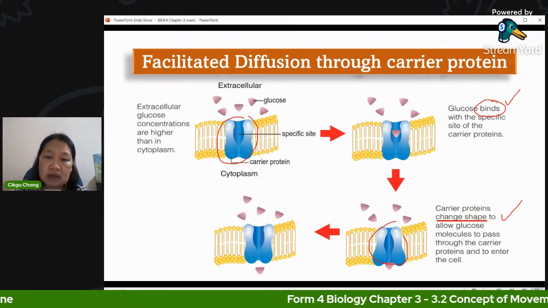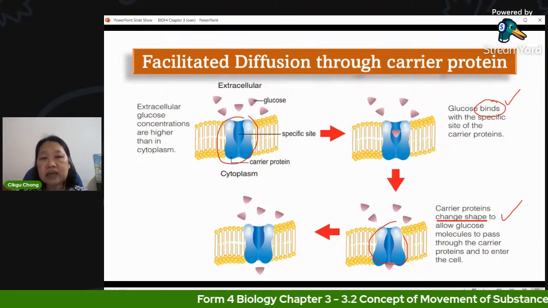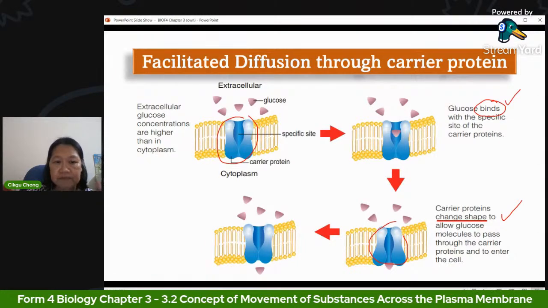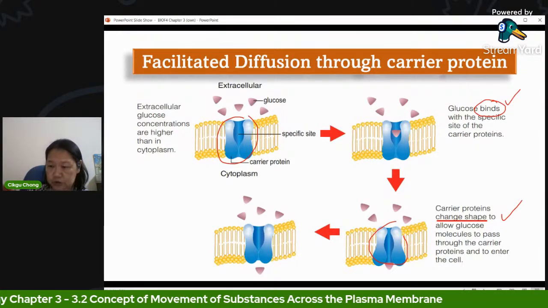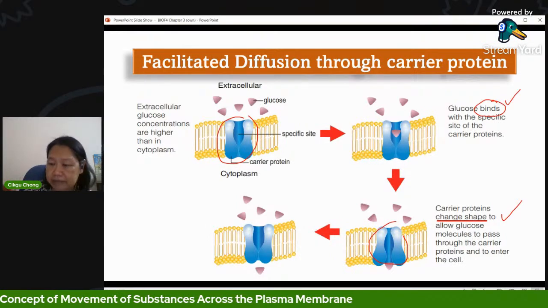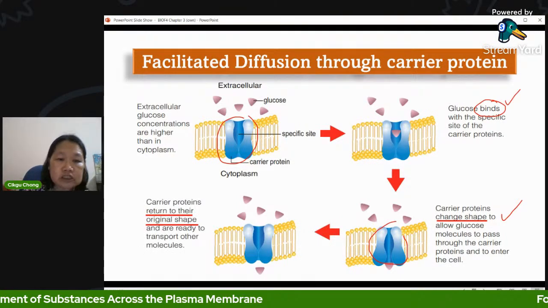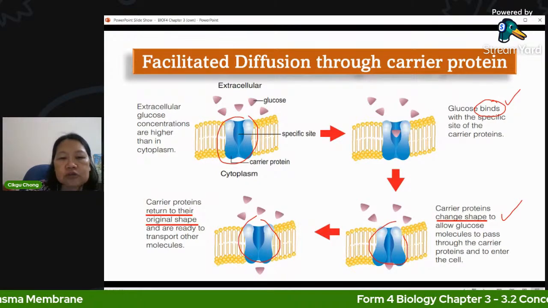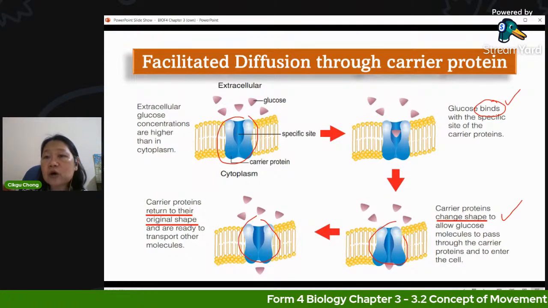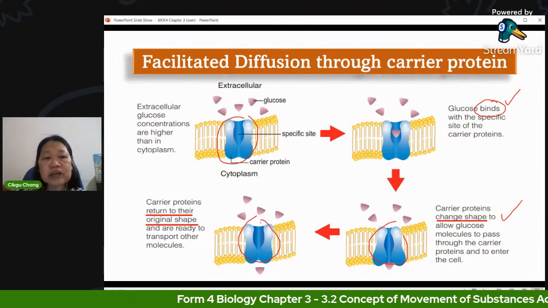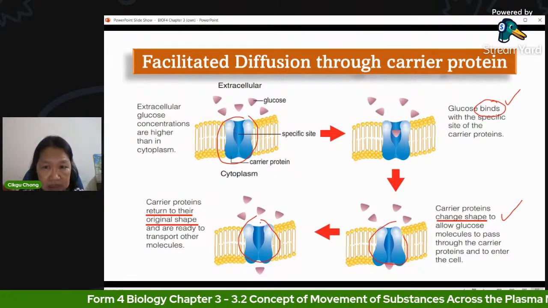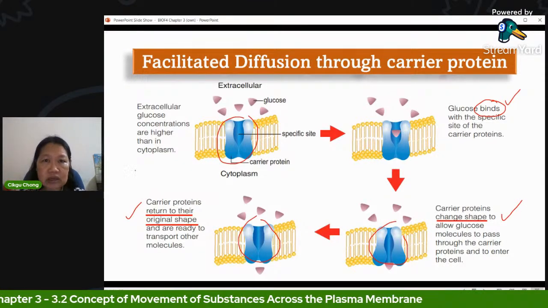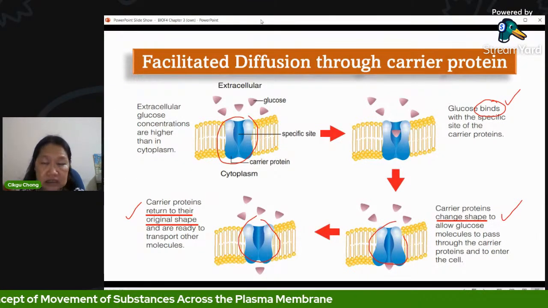It binds first to a specific site, and then the entire carrier protein will change shape. Once it changes shape, it will let the thing pass through. Then after that, it will return back to the original shape. See, this is the original shape, so that they are ready to do another one, to repeat. The whole cycle repeats itself. So it will carry another molecule and come in again. All right, so these 3 points are necessary when you want to write your answer.